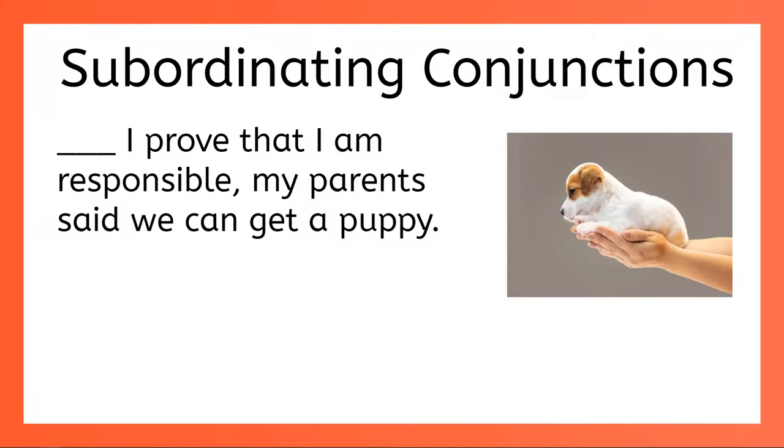Let's practice adding subordinating conjunctions to sentences. Blank I prove that I am responsible, my parents said we can get a puppy. Remember those awoobis words? Which one fits in this sentence? I think if I proved that I'm responsible would make sense here.